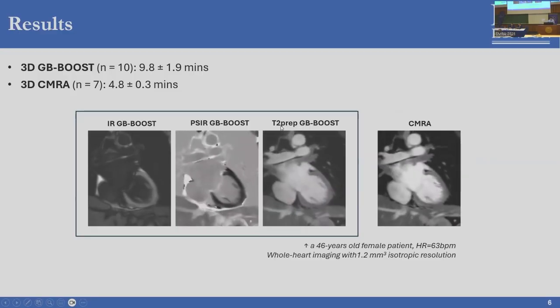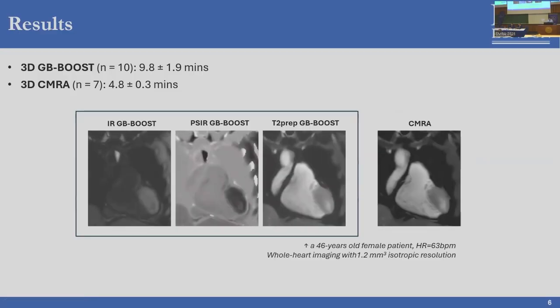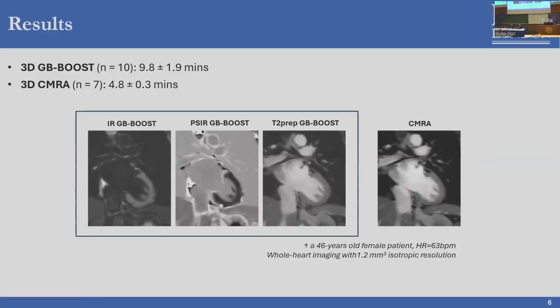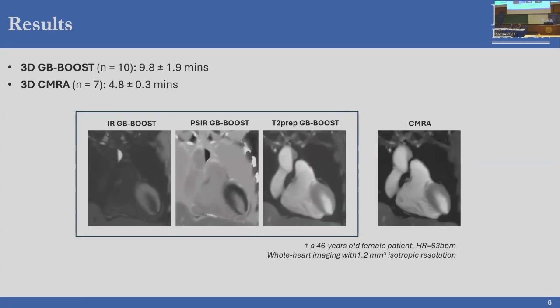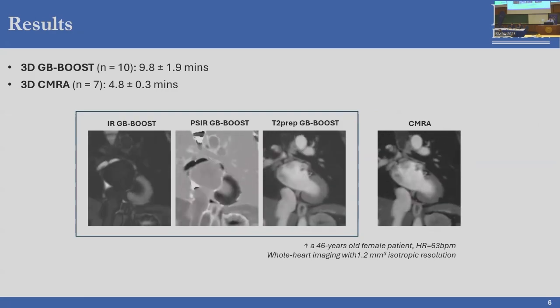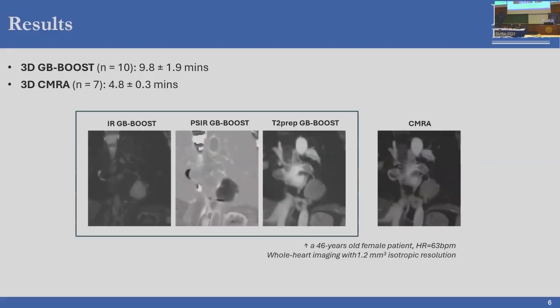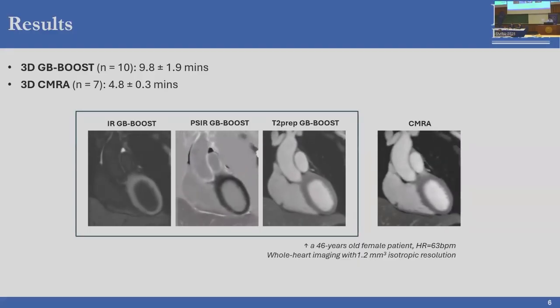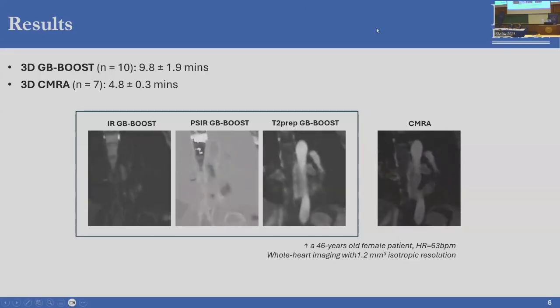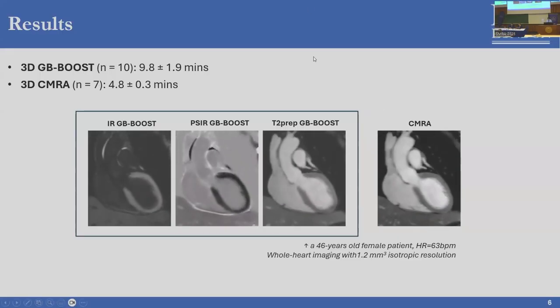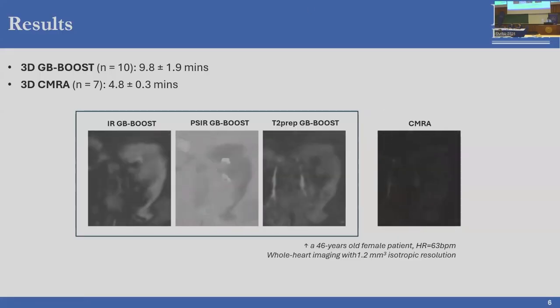So all 10 subjects successfully performed the 3D gray blood BOOST sequence with an average scan time of about 10 minutes, and 7 of the patients also underwent 3D CMRA with a scan time of about 5 minutes. Both of the sequences were performed with a 1.2 millimeter isotropic resolution.